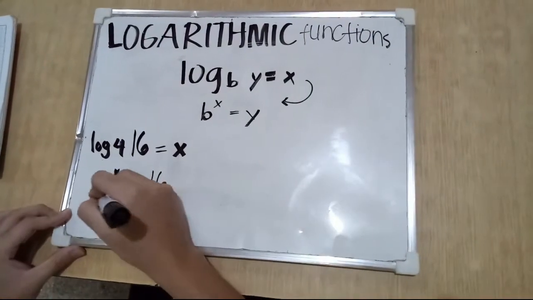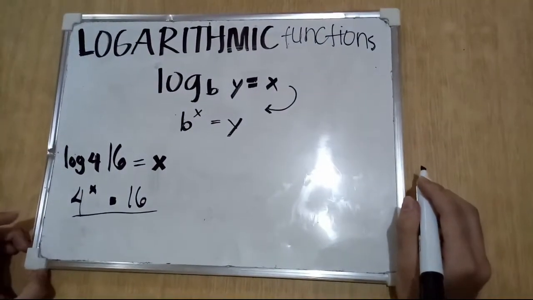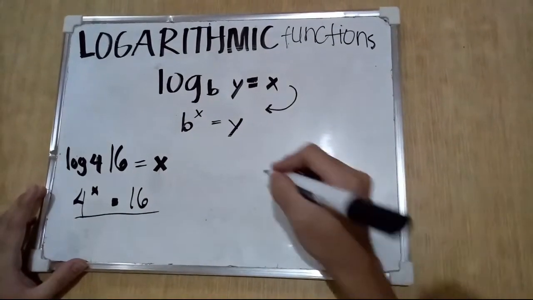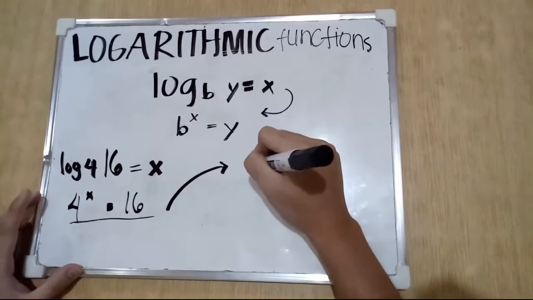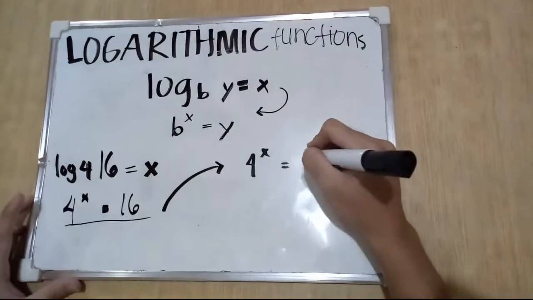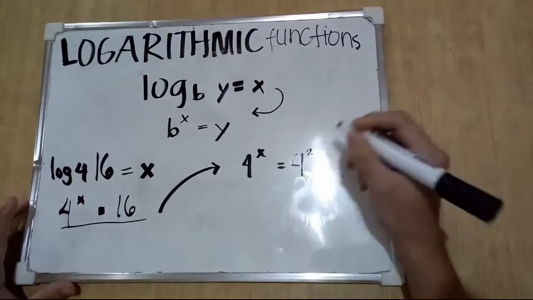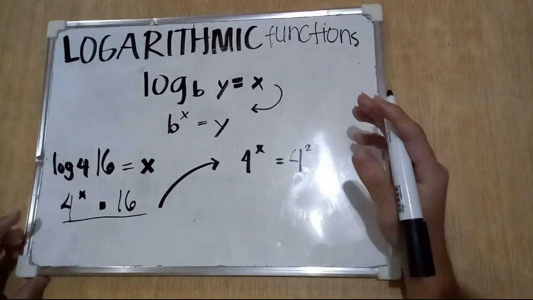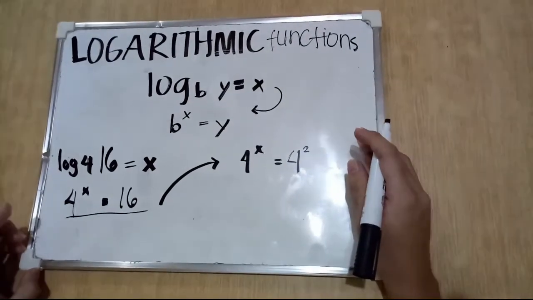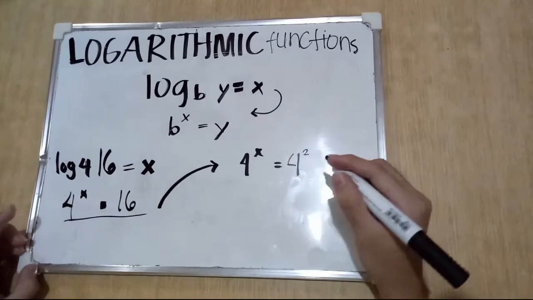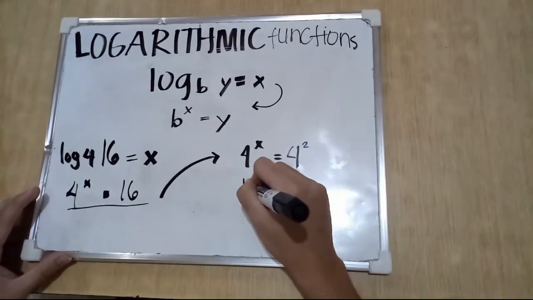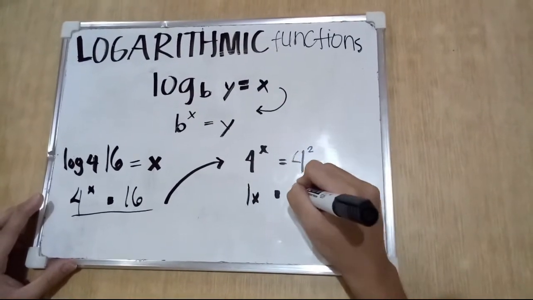This is a sample of our exponential equation. And in order for us to find the value of x, we need to make the bases the same. And the common base will be 4. After making the bases the same, we can disregard the bases already and bring down the values of our exponents. And that will be 1x is equals to 2.